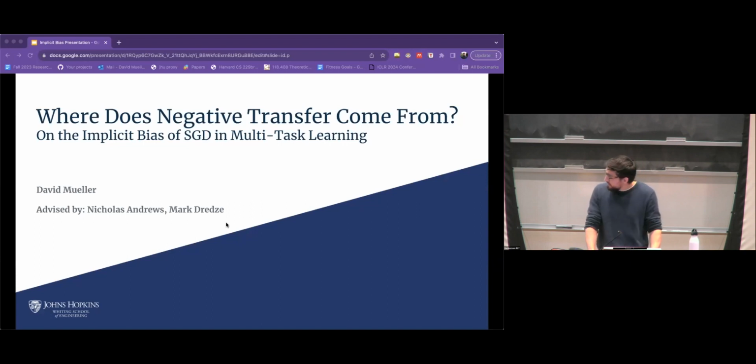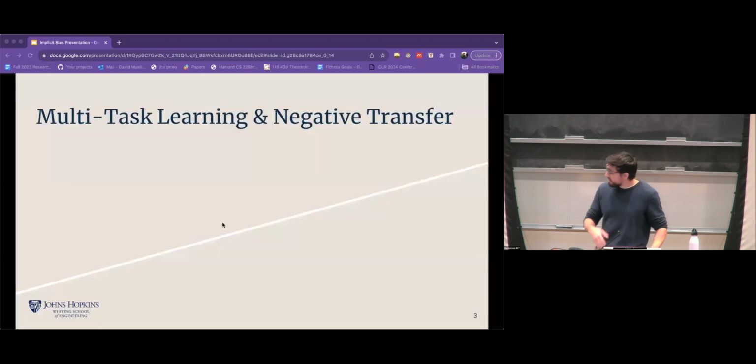And today I want to talk a bit about a question that I've been scratching at for about a year or so. And that question in its shortest form is, where does negative transfer come from in multitask learning? Okay, that didn't work. All right, so I'll just start by talking about what multitask learning is and what I mean by negative transfer.